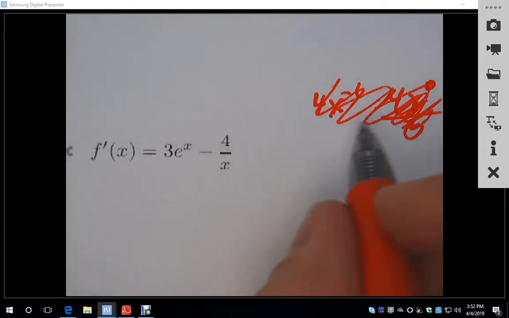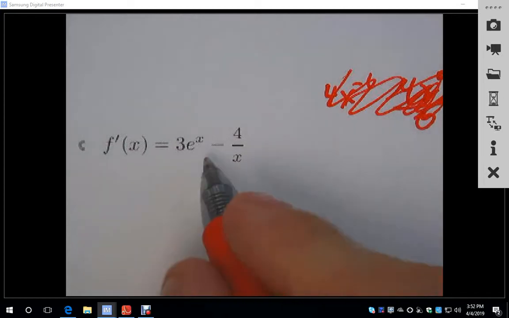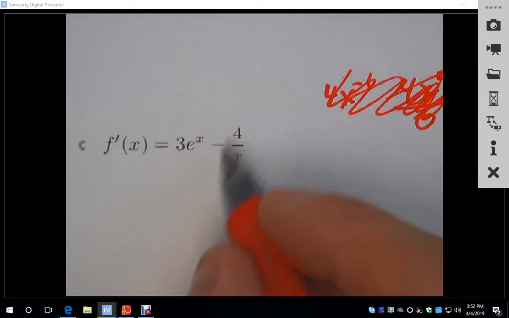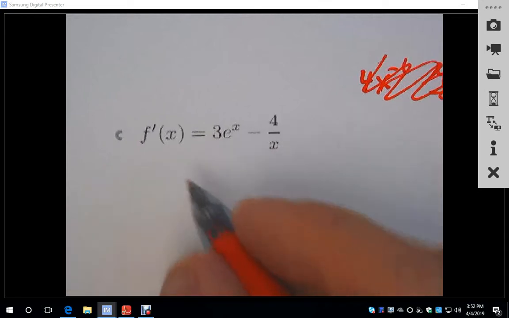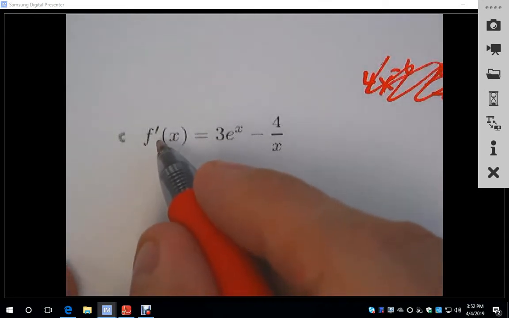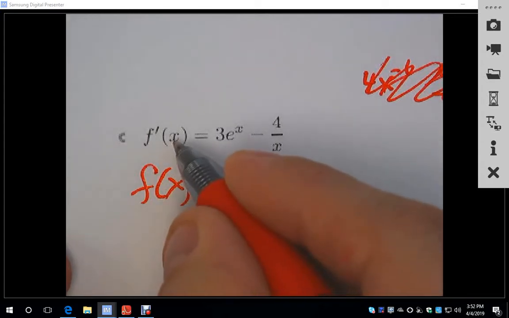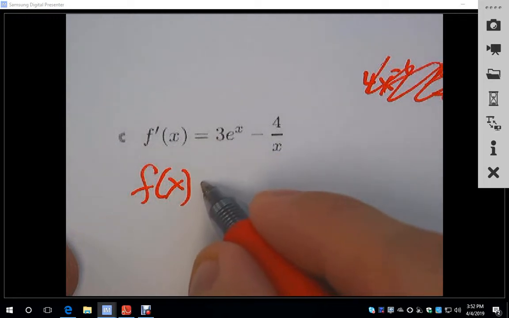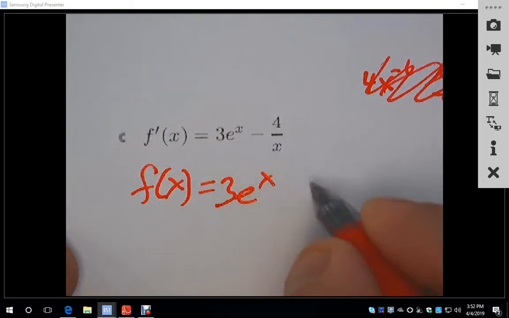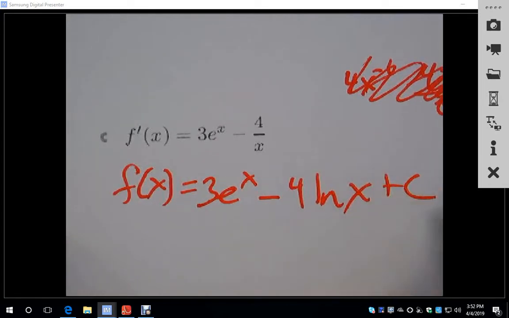The ln function would give us the integral for this particular piece, negative 4 over x. So I'm given the derivative, and I want to find the function. I'm going to do the opposite of a derivative, the antiderivative, which gives me 3 times e to the x, minus 4 times ln of x, plus c.